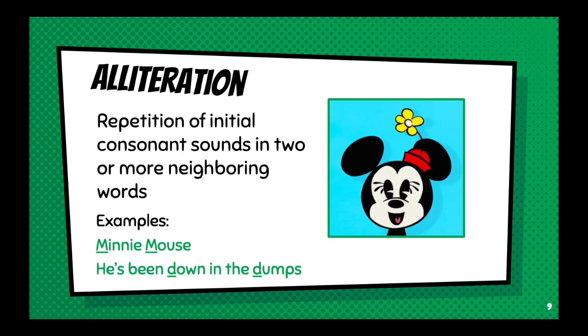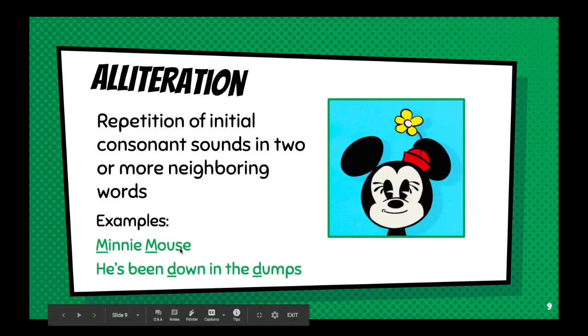Alliteration is simply the repetition of the initial or the first sound in two or more neighboring words. When it says consonant, that just means that it's not a vowel. So repetition of initial consonant sounds in two or more neighboring words. Now that sounds kind of a lot, but it's really simple once you break it down. It just means that the sound at the beginning of a word sounds the same as the sound of a word that's right next to it or around it.